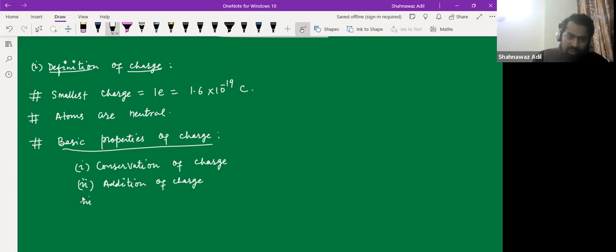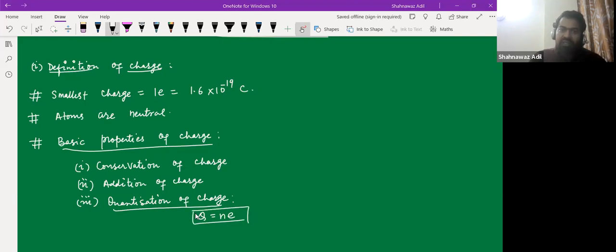And then the third was, as you said, quantization. Yes, absolutely correct. Now there is one left, quantization of charge. This was the most important of them all, and we got this formula, right? So what is the quantization of charge?